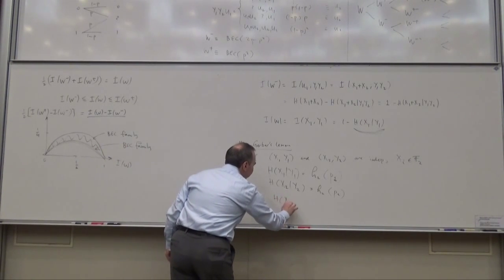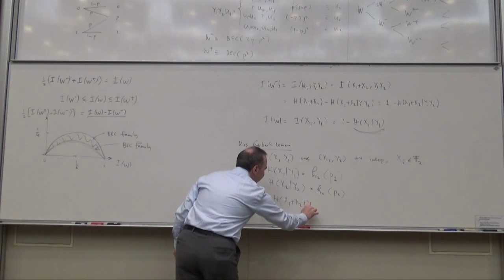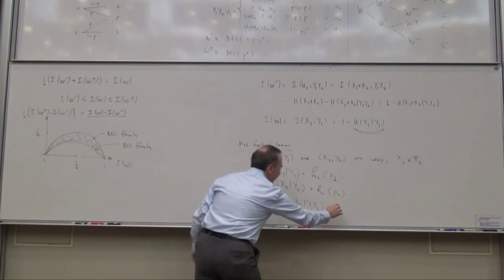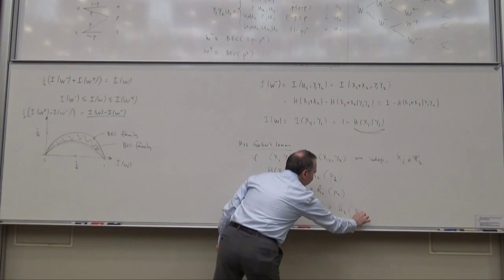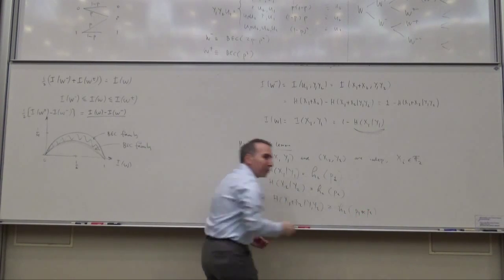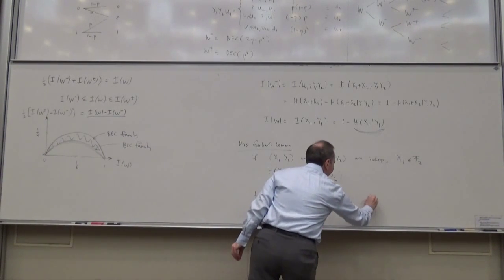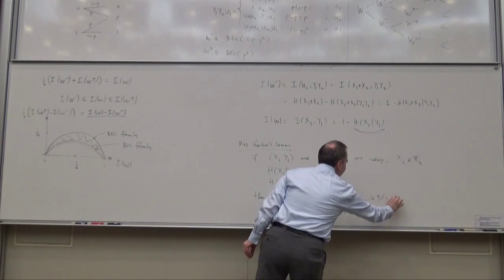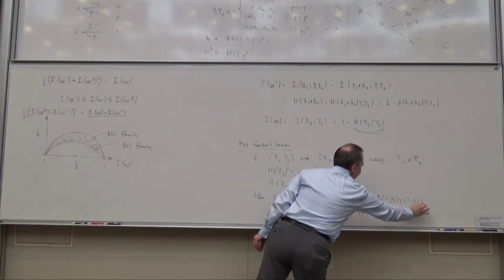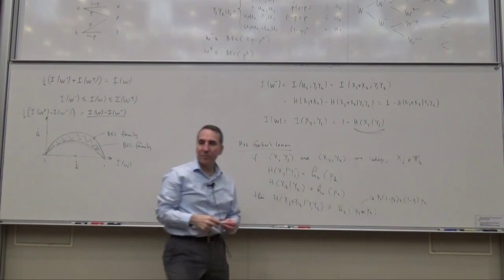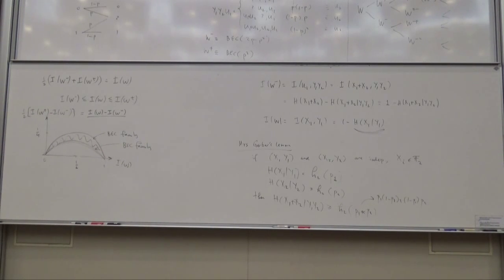the entropy of x1 plus x2 given y1, y2, is at least as big as the binary entropy function of P1 convolved with P2. P1 convolved with P2 is the following: P1 times 1 minus P2, plus 1 minus P1 times P2. This object. So this is Gerber's law.